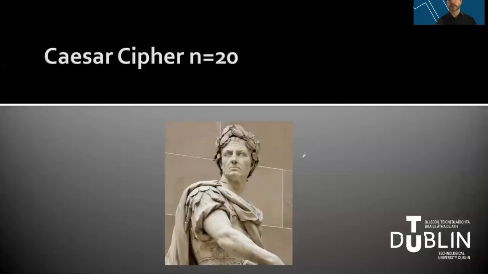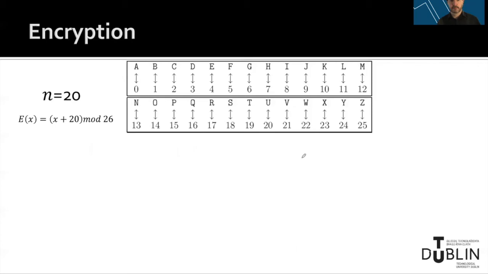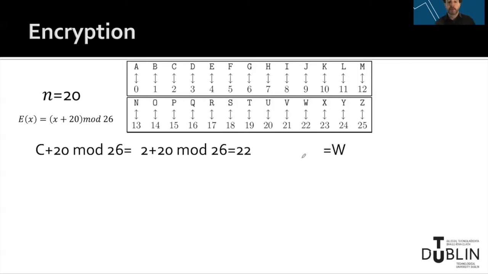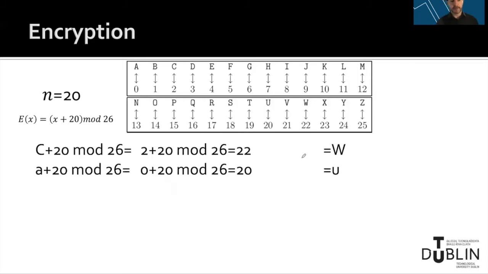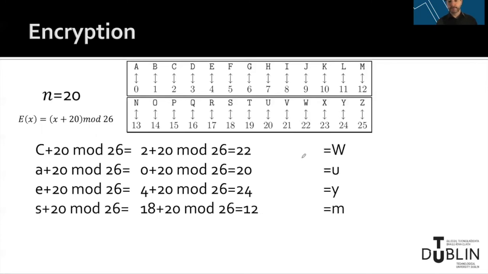What about a 20-letter shift? So this is as straightforward. But the reason why I wanted to do this one is it emphasizes that wraparound function. So C is 2. 2 plus 20 is 22. That's W. It doesn't wrap around. A stays, just adds 20, which is U. E, add 20, gets to Y.